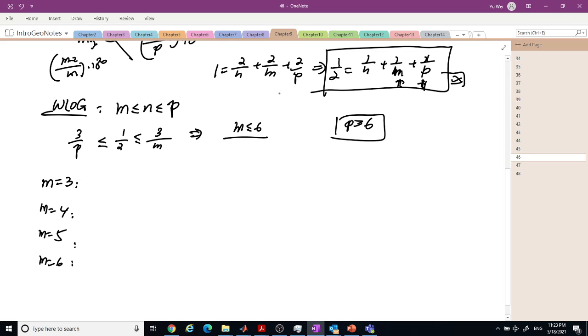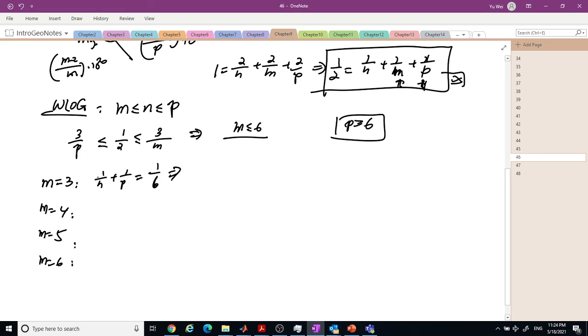Okay, so if m equals 3, right? This means 1 over n plus 1 over p is equal to, with m equal to 3, 1 over 6.